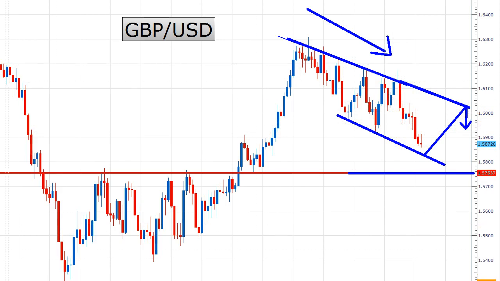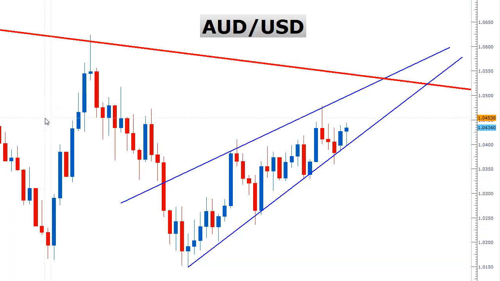Okay, next let's take a look at the AUD dollar. Okay, so the AUD is a little bit different, because the AUD's actually moving up against the dollar, whereas the euro and the pound are moving down against the dollar, which is kind of what I was talking about with the US dollar neutral.